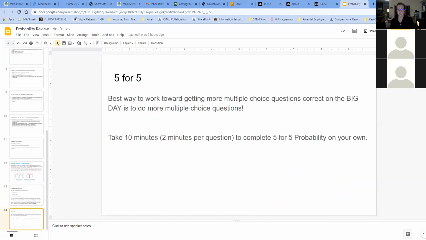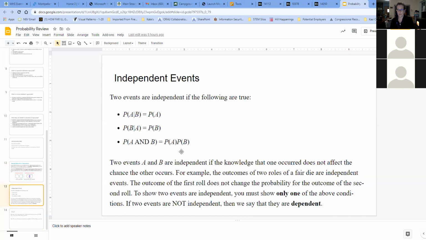We do know that if events A and B are independent, then the probability of A times the probability of B will be equal to the probability of A and B. All right. So independence is the hardest part about probability. And so spend some time on that when it asks questions.